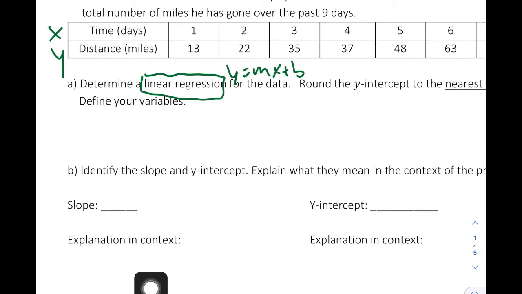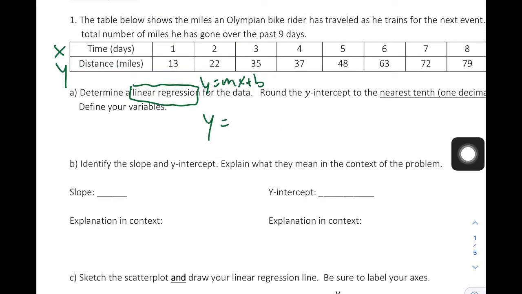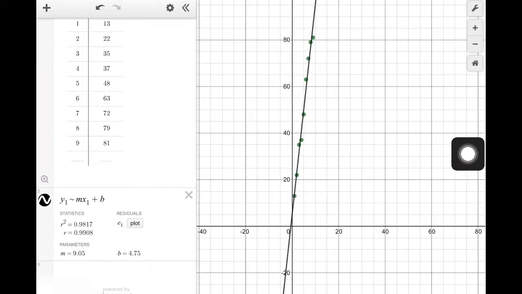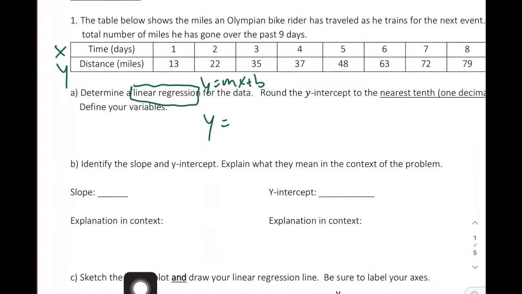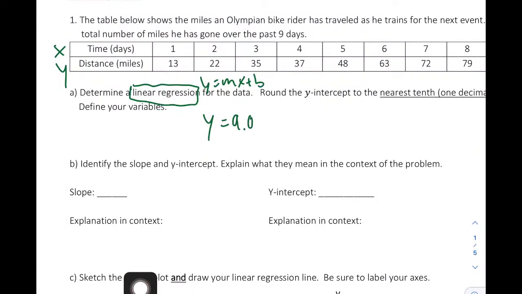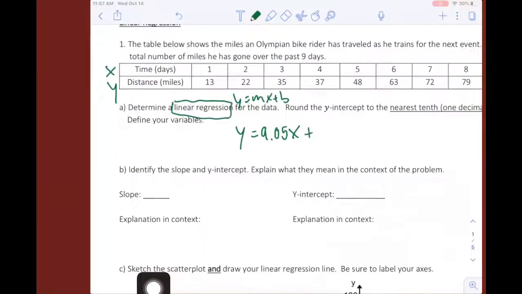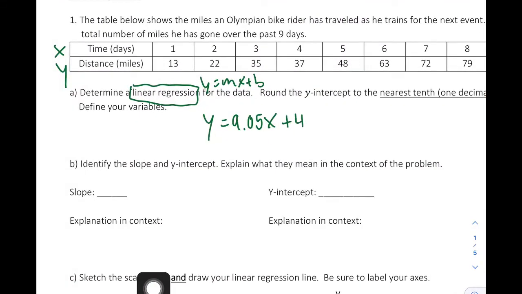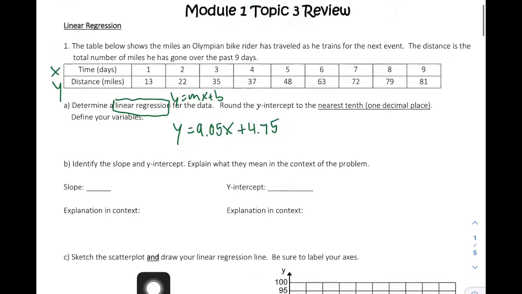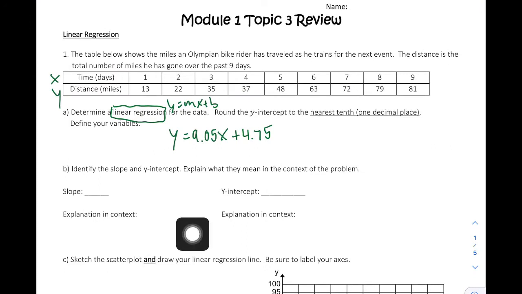going back here, I'm going to write my equation. y equals m is the slope, and we found the slope to be 9.05, x plus b, and we found b to be 4.75. So that's what the calculator gave us.